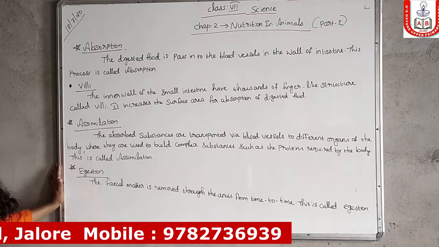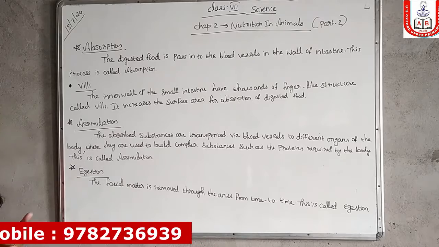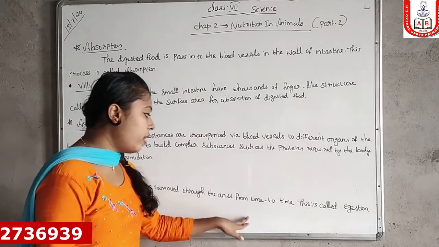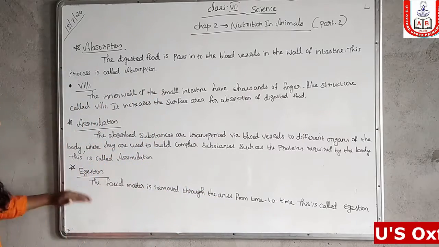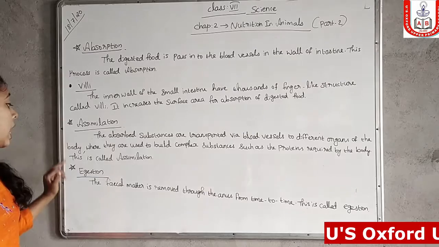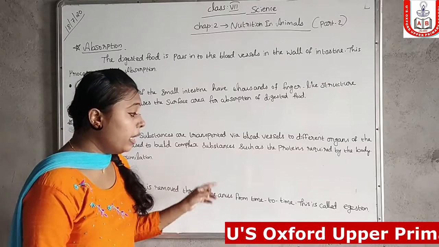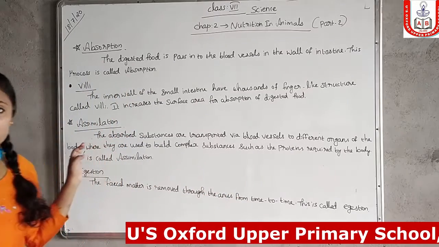Next one, egestion. The fecal matter means the waste from our body. The fecal matter is removed through the anus from time to time. This is the last process of nutrition.